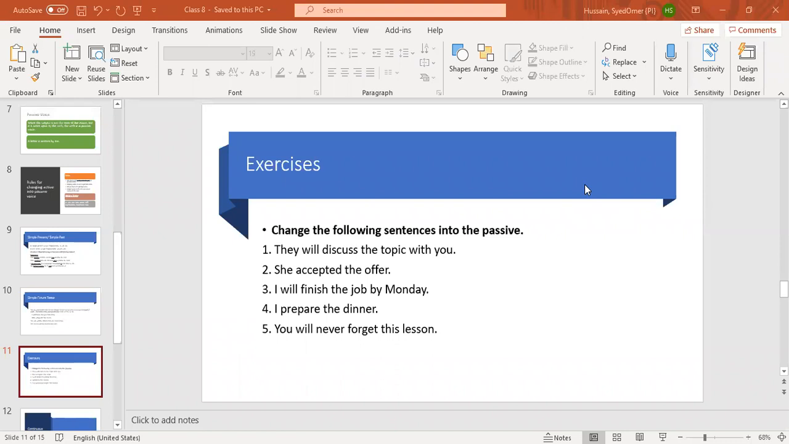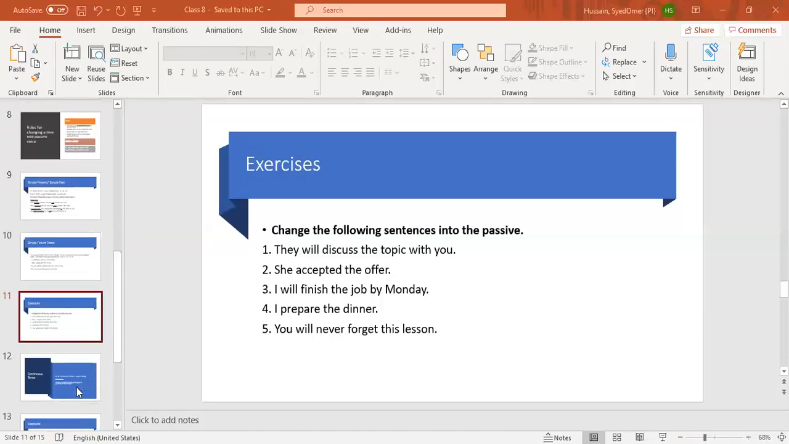You will never forget this lesson. This lesson will never be forgotten by you. One second, teacher. Forgotten, the third form of forget. This lesson will never be forgotten by you. We are using will be, and this is the future tense. Good, Fatma. This lesson will never be forgotten by you. Very good. So all the three tenses are clear.